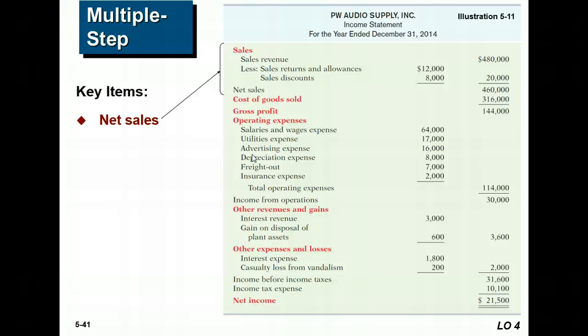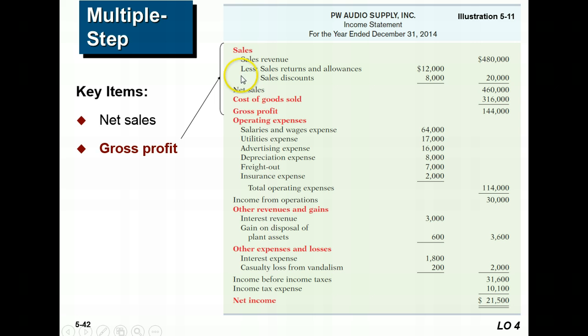Then we've got the cost of goods sold, the inventory that is sold, and then we end up with a gross profit margin, our gross profit number. Then we show our various operating expenses in order to be in business. And as you can see here, salaries, utilities, advertising, depreciation, freight out. This is freight that we paid to sell items or to deliver items, sales. And then insurance. So we've got from here then income from operations. Then we may have other income, gains, or losses that ultimately give us our net income.